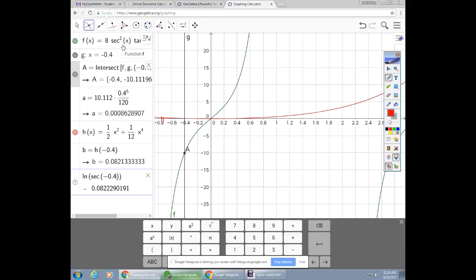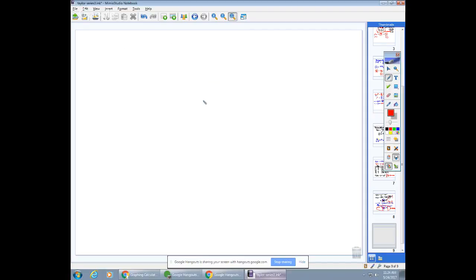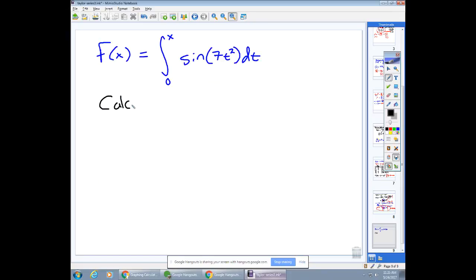So we tested this on a function that we know. The point of this is for functions that we don't know. So let's do a function that we don't know. The function we are going to consider next, we're going to call it capital F of x, and capital F of x is equal to the integral from 0 to x of the sine of 7t squared dt. And ultimately what we want to do is calculate F of 0.74, and we want to do so with a 7th degree polynomial. And then we want to estimate the error.